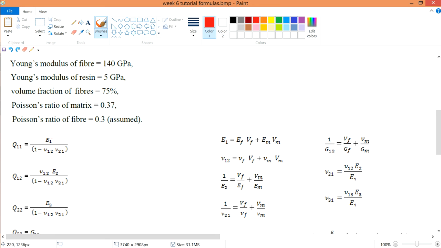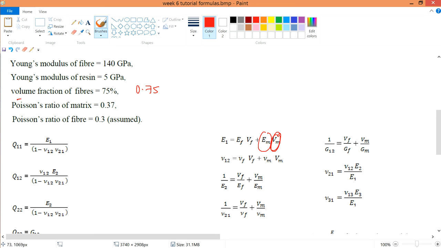Q11 requires you to find your E1, which is E1 over here. So this EF is the Young modulus of your fiber, 140. This is the volume fraction of your fiber, which is 75%. In other words, you have to convert to 0.75. This is for your matrix, Young modulus of your matrix or resin, 5 GPa. And then the VM, your volume fraction of your matrix.